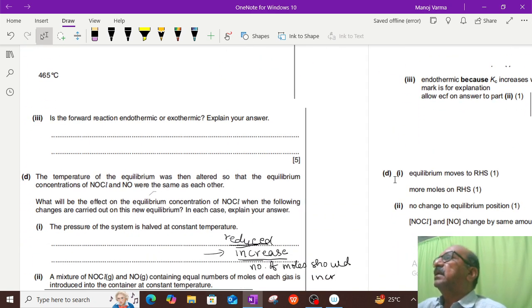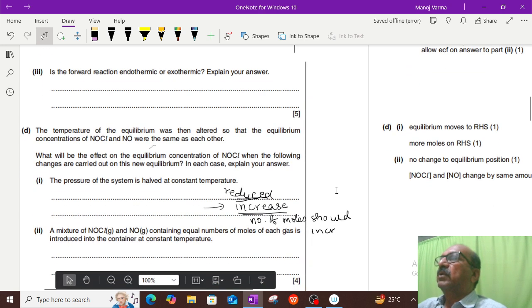So let's look at the answer. The answer is that the equilibrium moves to the right hand side because there are more moles on the right hand side. I think you understood this.